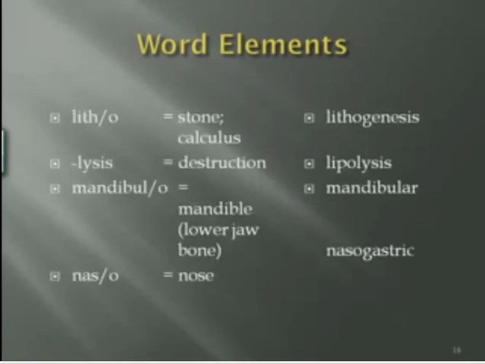Litho, stone. I have a stone in my mouth, so I have a lisp. Calculus is a $5 word. Lithogenesis, the formation of these stones. Lysis is a suffix. Lysis is also a word by itself. Lytic is the adjective form, so lysis, destruction, dissolution, breaking down, setting free. So lipolysis, we're breaking down fat. Mandible, you know, is the only movable bone in the skull, it's the lower jaw, mandibular. Naso, nose, for position, direction, anatomy.